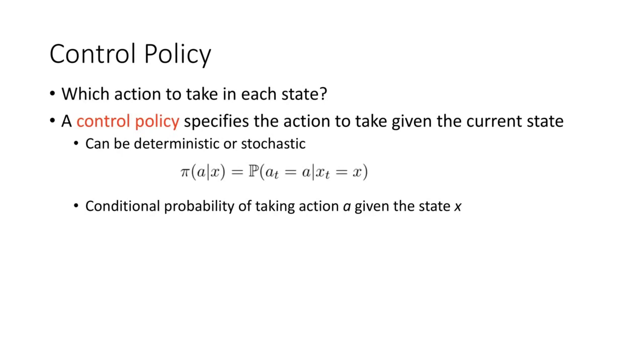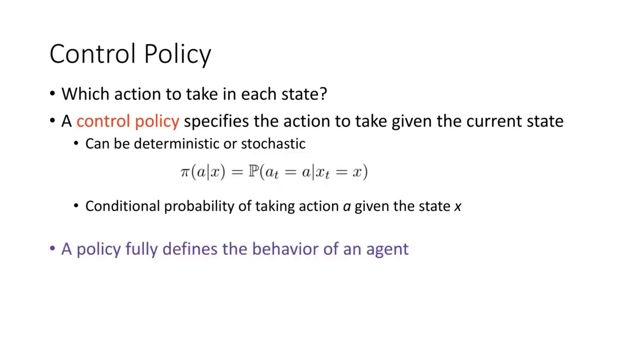So the control policy can be deterministic or stochastic. What do we mean by stochastic control policy? So phi of A given X is the probability that you are going to take the action A if you are in state X. So phi of A given X is defined as the probability of the action at time T is A given your current state XT is X. You can also make it deterministic, assuming that you deterministically take only one action, and the probability of every other action is 0.